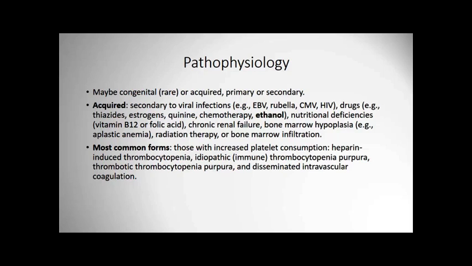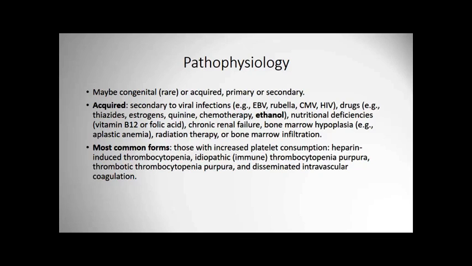Secondary to viral infections, for example, Epstein-Barr virus, rubella, cytomegalovirus, HIV, some drugs like thiazides, estrogens, quinine, chemotherapy. I put in bold letters ethanol. Alcoholism will lead to thrombocytopenia. Some people don't recognize, and this may be part of these idiopathic problems. You're going to learn in Patho 2 that there are some tests that you can do to determine if someone is drinking a lot of alcohol or not without telling the patient.